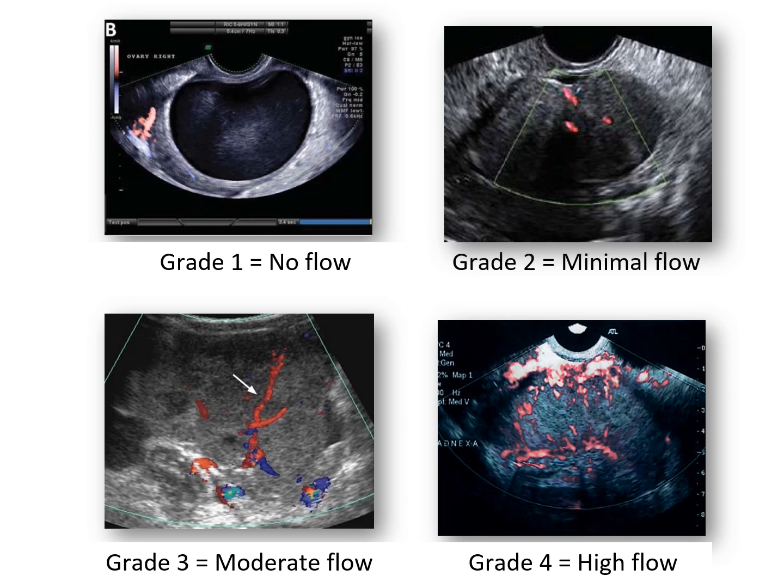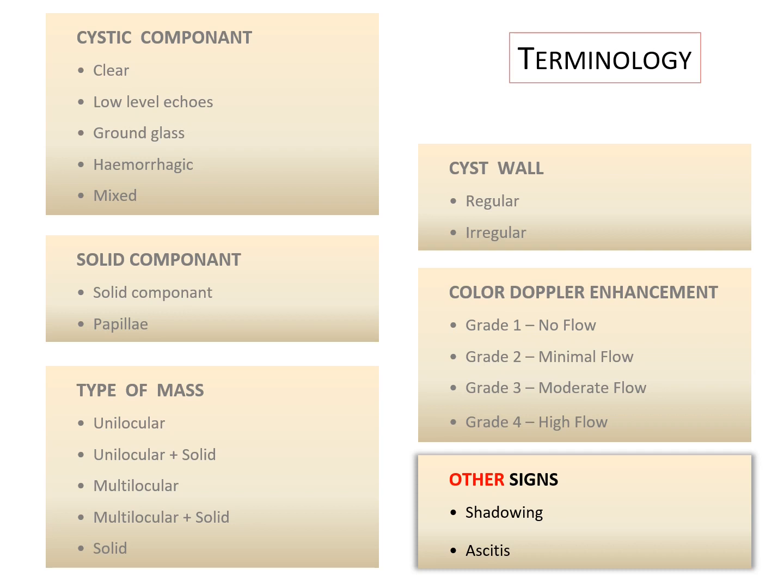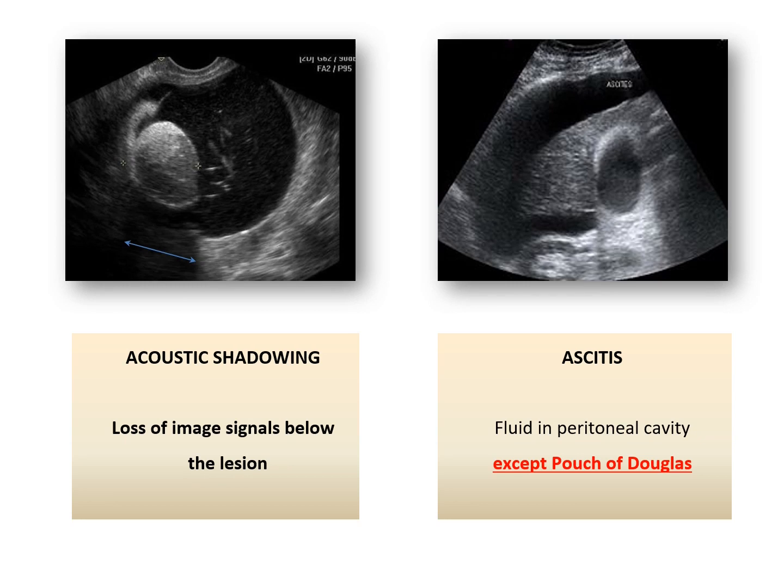The last two signs are very important again. One is acoustic shadowing. Now, when you see benign tumors like the dermoid cyst, you will find that beneath the cyst, the ultrasound picture is not very clear. There is loss of ultrasound signals, and this is called acoustic shadowing. Benign tumors cause acoustic shadowing.